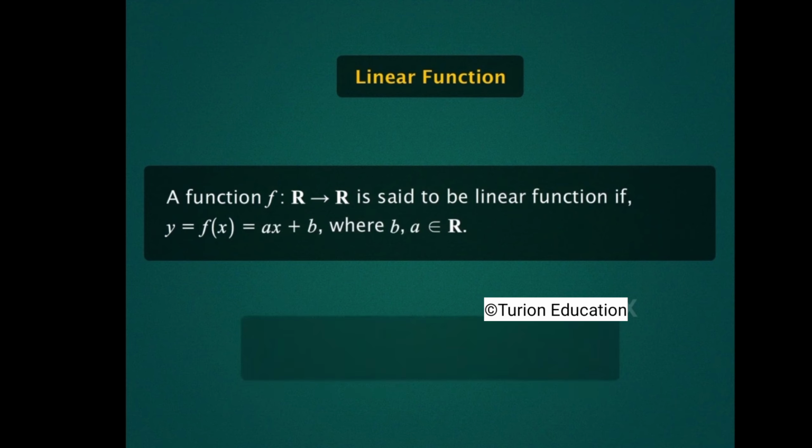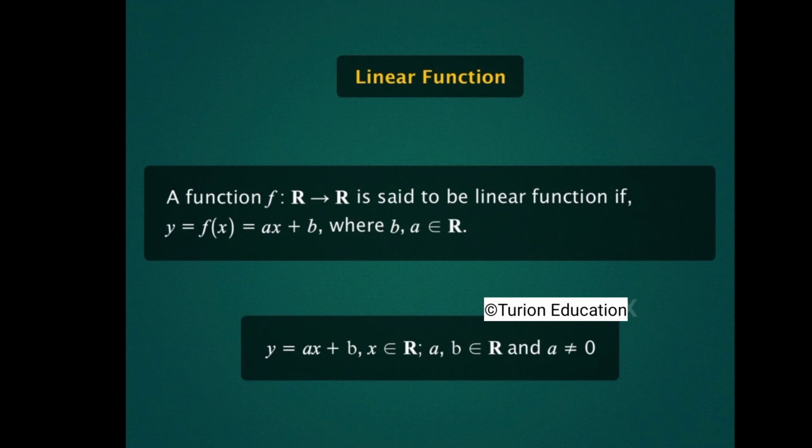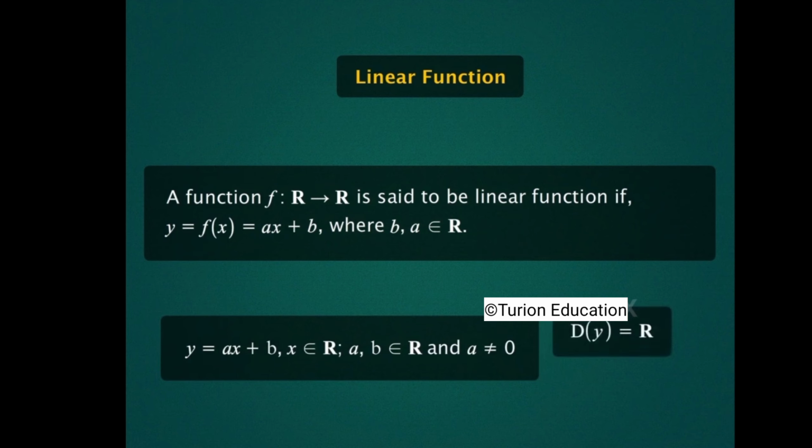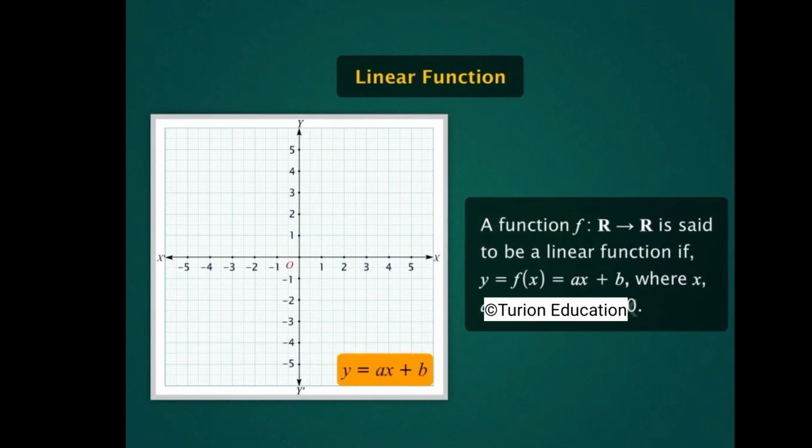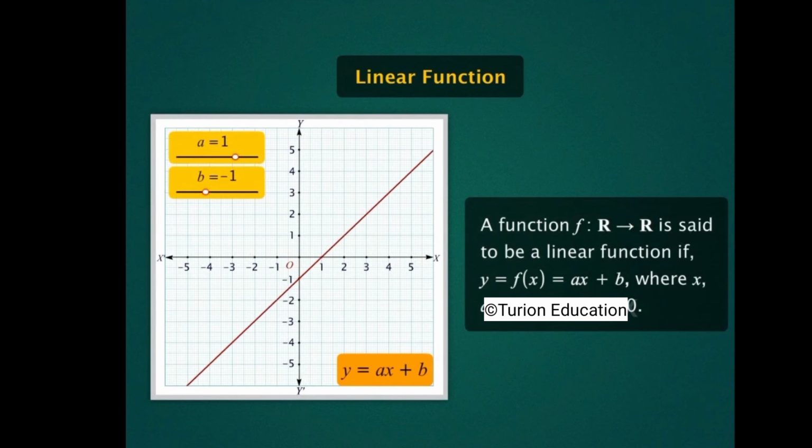This gives us a standard linear function y equal to a x plus b, where x is a real number, a and b are constants, and a is not 0. The domain as well as the range of the linear function is R, the set of all real numbers. Functions such as these yield graphs that are straight lines and thus have the name linear. The position of the line changes in the coordinate plane as the constants a and b vary.